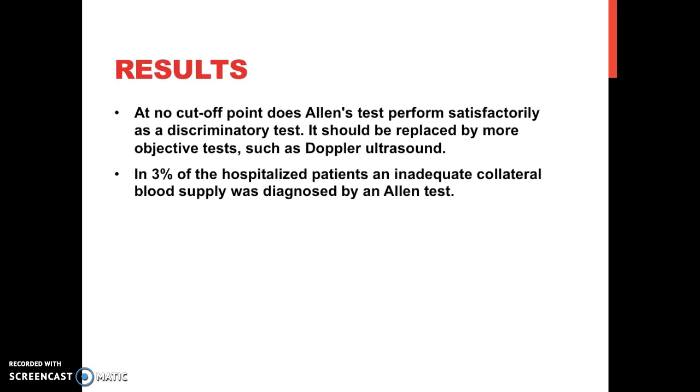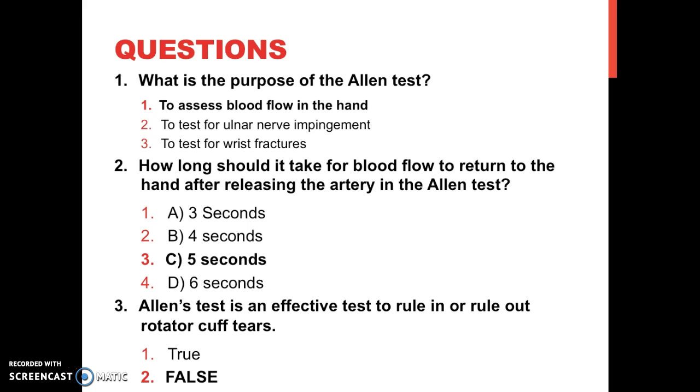So the results from the article, they determined that at no point does Allen's test perform satisfactorily as a discriminatory test. You can do it as, again, kind of a general guideline just to get a pulse on how everything's going. But it should be backed up with more definitive things such as a Doppler ultrasound. In 3% of hospitalized patients, an inadequate collateral blood supply was diagnosed by the Allen's test. So it's not a huge diagnostic tool for us. It should really just be done as a very quick check, and then we should get more means with better results. Here are the multiple choice questions.